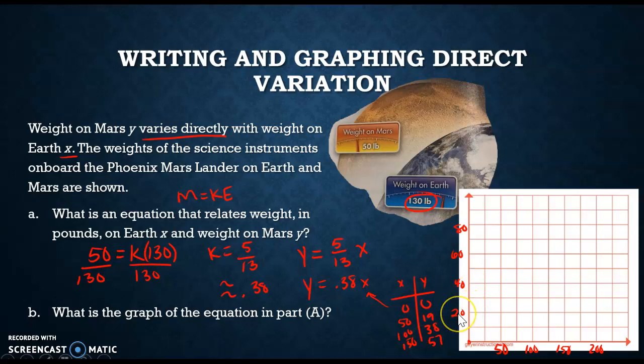But instead of you having to watch me struggle to get them on the graph, I'm going to pause and they're going to pop up for you. All right, so I've graphed, when x is 50, y is 19. When x is 100, y is 38. When x is 150, y is 57. I draw a line because this is a continuous graph. I could find for any weight on Earth and know the weight on Mars. And so that's how we graph.